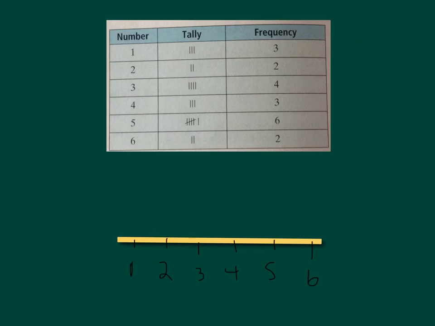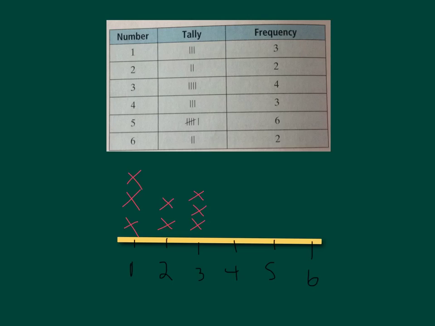What you're going to do is put an X for every time that data occurred. So in this case, that's our numbers on the dice. So I'm going to say that for the number 1, it occurred 3 times. So I'm going to put 3 X's. All right. Then I look at the number 2. It occurred how many times? Dos. The number 3 occurred 4 times.